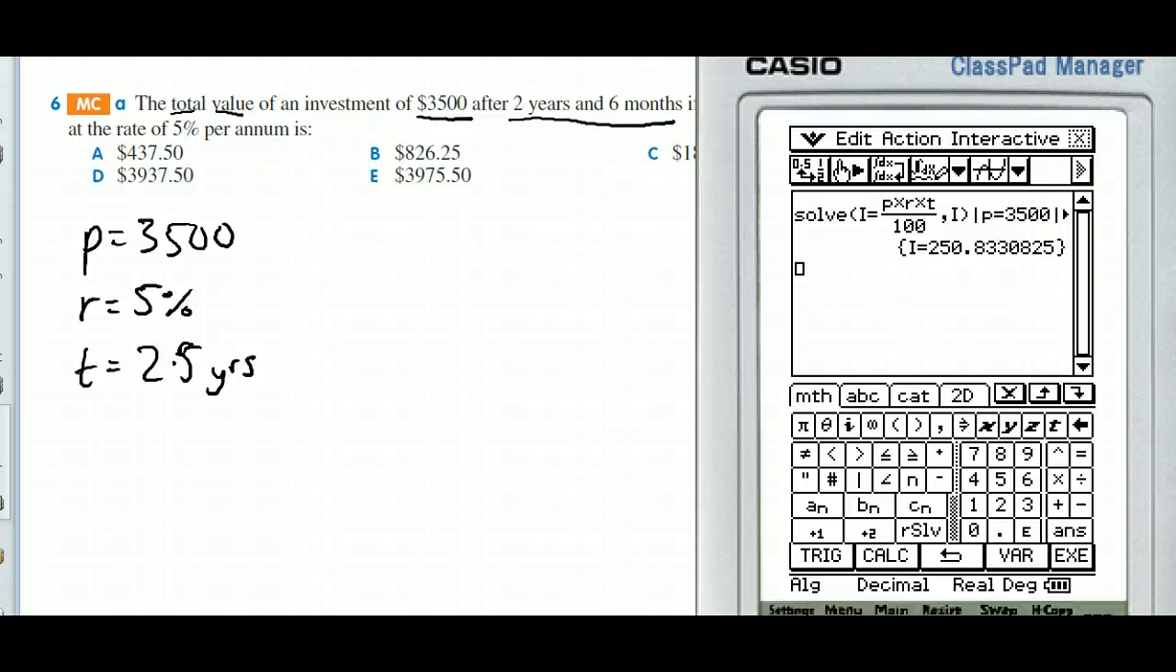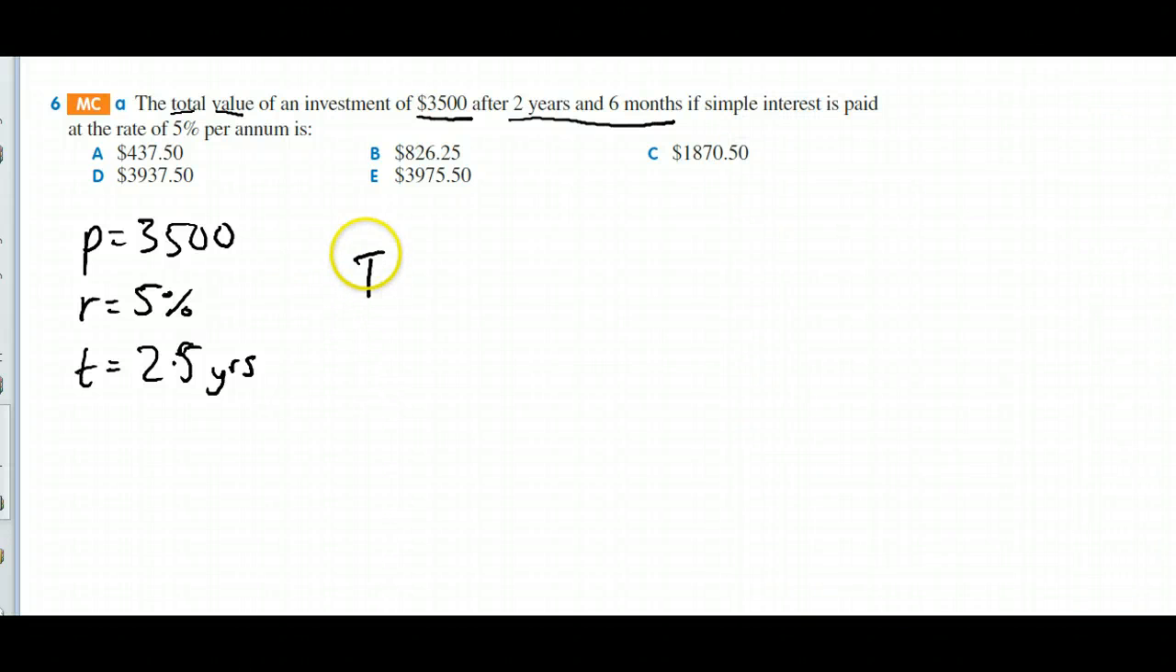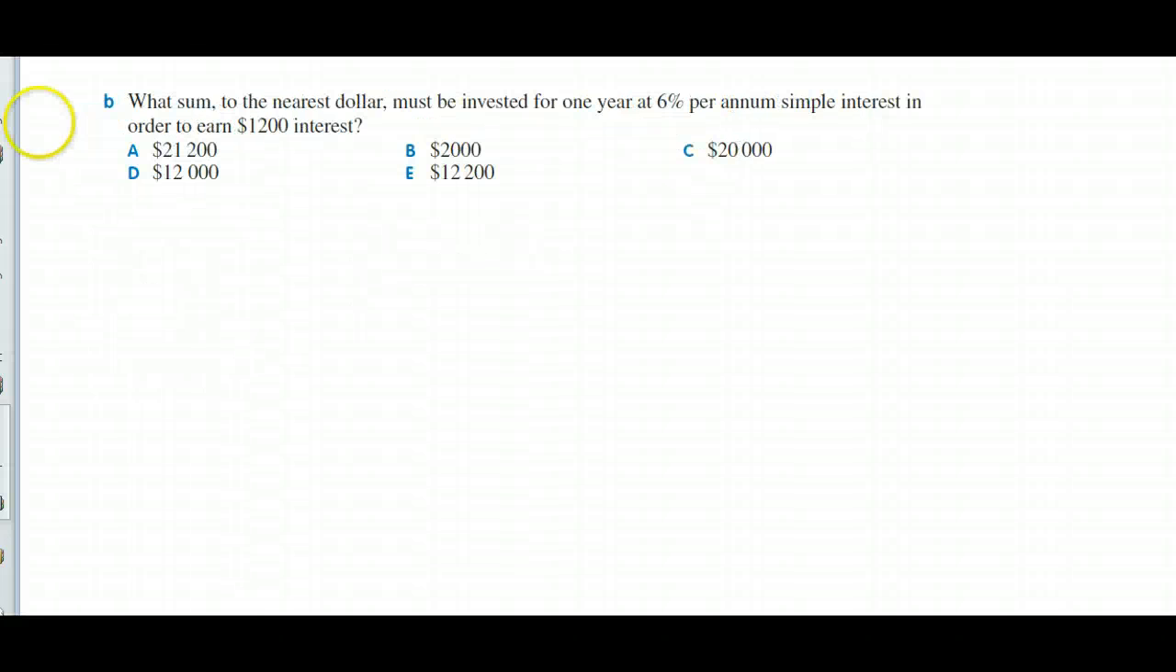Okay, so let's put that into our equation. P equals 3,500, we've already got that. R equals 5 and T equals 2.5. And we get I equals 437.5. So that's obviously answer A. Let's do the next one.